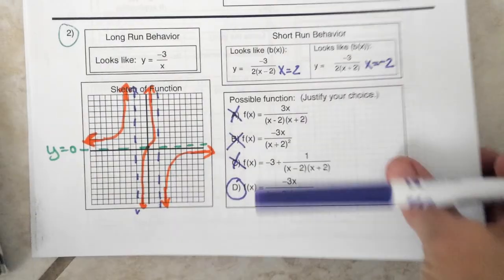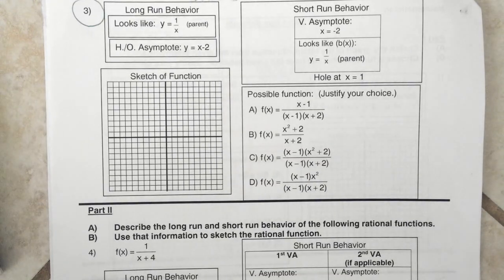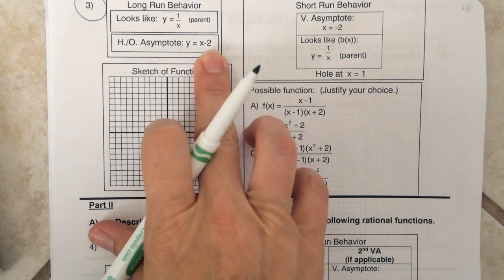Okay, so that's how you do number 2. Let's go take a peek at number 3. That was another one you were supposed to do tonight. This one's a little bit harder. So it tells you it's going to look like the parent 1 over x, but then it puts this little kicker in here. It says your horizontal asymptote is going to be y over x minus 2.